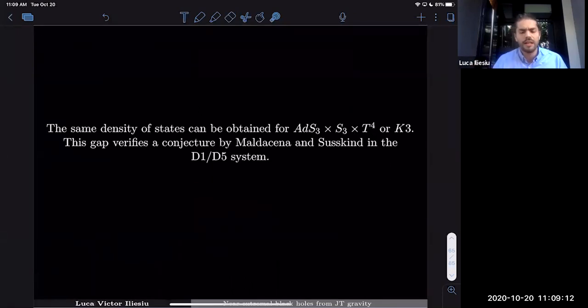And I just want to mention that exactly the same density of states can be obtained in a different setup, and we'll do this in the upcoming paper. Namely, it can be obtained in supergravity on AdS2 times S3 times T4 or times K3, depending on what preference you have. So this is the low energy supergravity obtained in the D1-D5 system, where Maldacena and Susskind approximated what this gap should be between the extremal and near-extremal state. And they found that it should go like 1 over Q1 Q5.